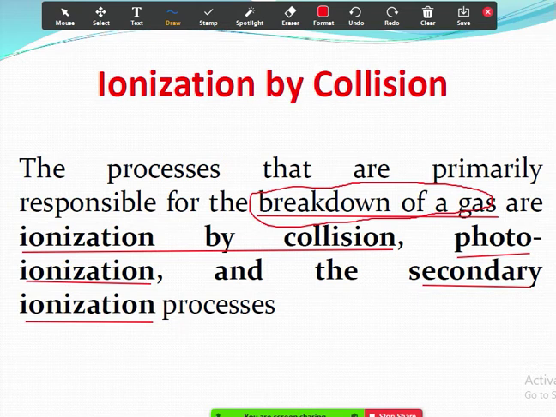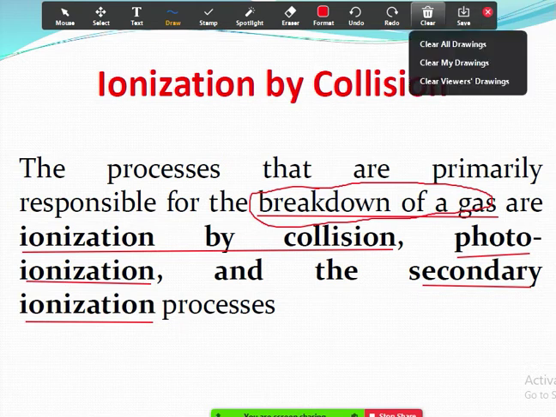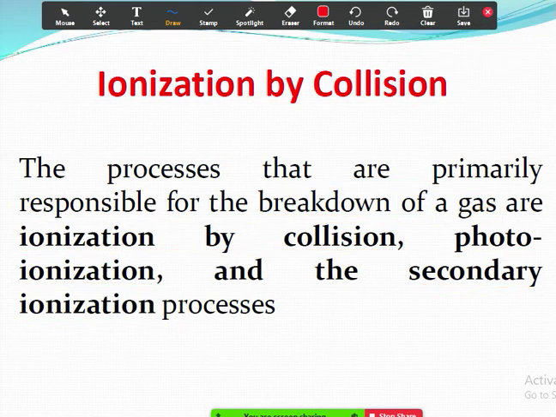Already we have seen the collision process, that is the inelastic collision. Whenever an electron collides with an atom, it gives rise to an ion and an electron. So we'll see ionization by collision, photoionization and secondary ionization. Because of all these processes, breakdown in gas will occur. First we are seeing ionization by collision.